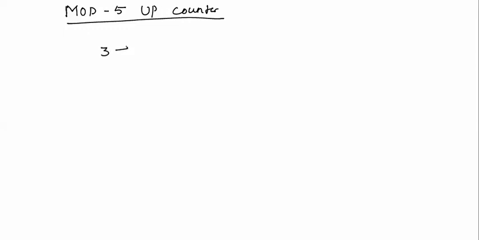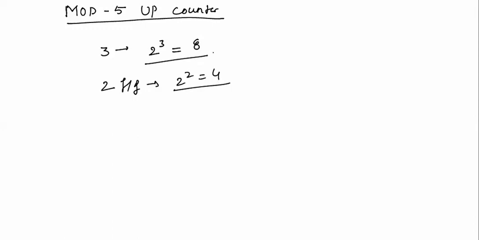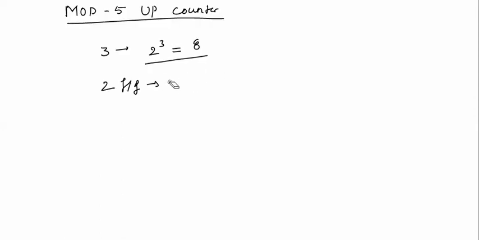With 3 flip-flops we can have 2 raised to power 3, means total 8 counts. With 2 flip-flops, 2 raised to power 2 equal to 4 counts. 4 counts are possible only with 2 flip-flops. So we will have to use 3 flip-flops so that 5 counts can be possible.